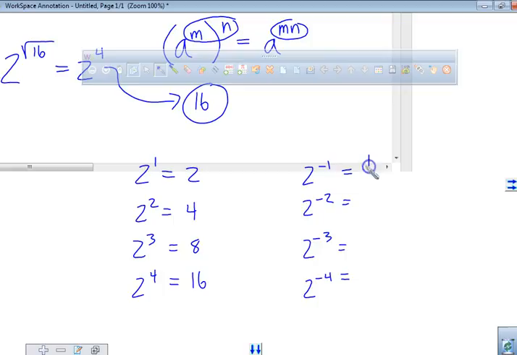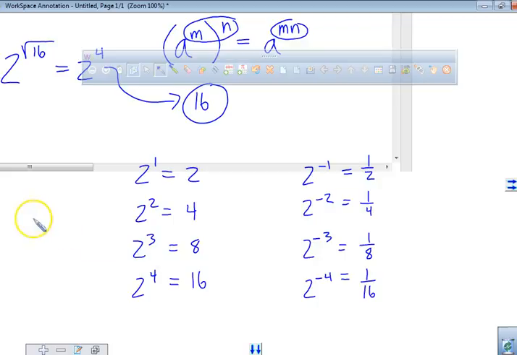2 to the negative 1 is 1 over 2. 2 to the negative 2 is 1 over 4. 2 to the negative 3 is 1 over 8. You're not going to believe what 2 to the negative 4 is. 1 over 32. He was just joking. It is 1 over 16.